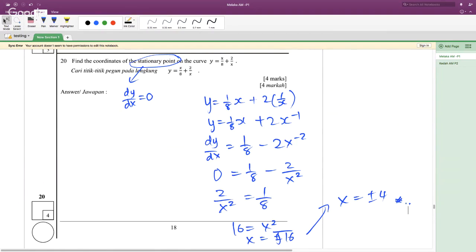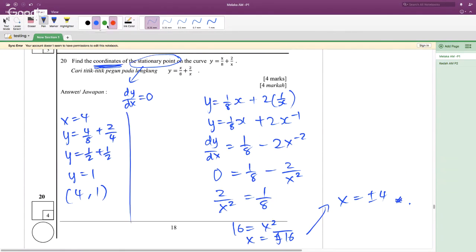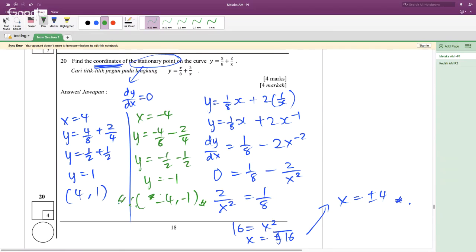All right, but we're not yet finished because the question asks me to find coordinates. So I will need to find x and y, definitely. When x equals 4, y equals 4 over 8 plus 2 over 4. So y equals half plus half. So y equals 1. So the first coordinate is 4, 1. Therefore, when x equals negative 4, y equals negative 4 over 8 minus 2 over 4, because this one becomes negative 4. I straight away insert the negative. So this should be negative half minus half. So y equals negative 1. Therefore, the other coordinate is negative 4, negative 1. All right, this is how we find both coordinates.